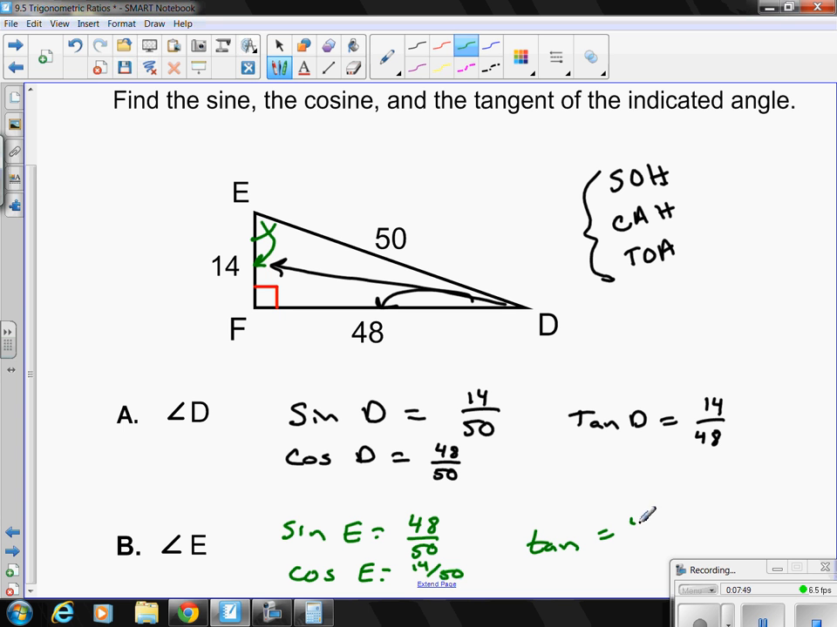And tangent is opposite over adjacent. So notice 48 over 14. Tangent's the only ratio that can be greater than 1. Sine and cosine are always going to be less than 1 for a right triangle. Now hopefully you recognize the connection that the sine of D and the cosine of E are the same. The cosine of D and the sine of E are the same, and the tangents are reciprocals of each other.